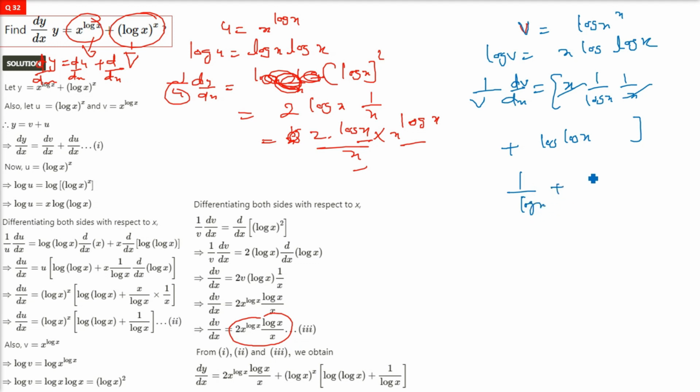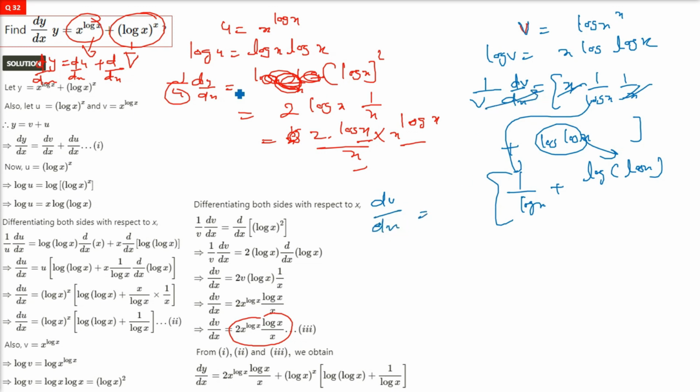And this v has to be taken on the right hand side. I hope you got the idea. dv by dx will be equal to v on the right hand side, which is log x to the power x, and this is your second part. The first part, second part you can just add and you can say, oh, this is the answer. 1 and 2 you can just add.